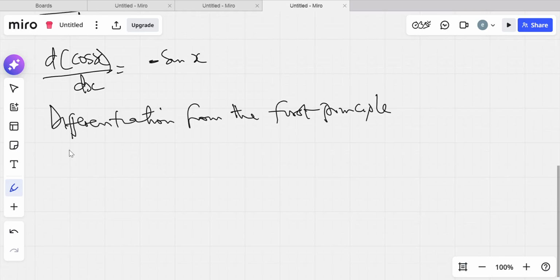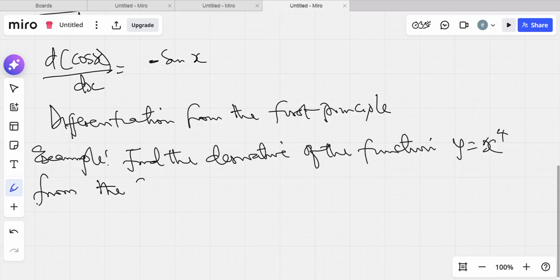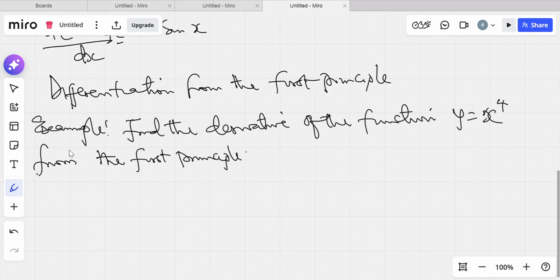Differentiation from the first principle. Example: find the derivative of the function y is equal to x to the power 4 from the first principle. So this is the question. Find the derivative of the function y is equal to x to the power 4 from the first principle.